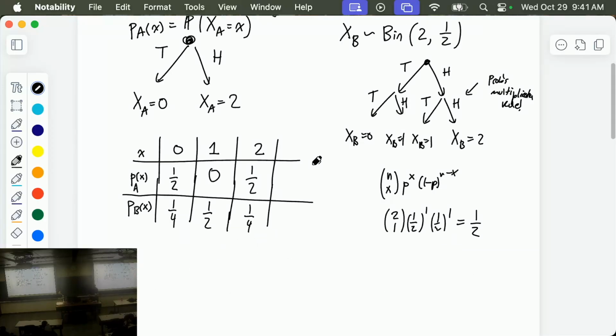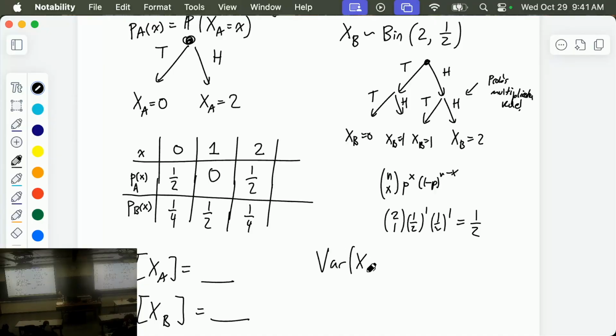Let's calculate again the expected value and the variance. So let's find the expected value of xa. It should be an honest to goodness number. And the expected value of xb, it should be an honest to goodness number. And then we're also going to do the variance of xa, and the variance of xb. Let's do the expected value first. So I'm going to have you guys work out the expected value, figure out these two numbers.